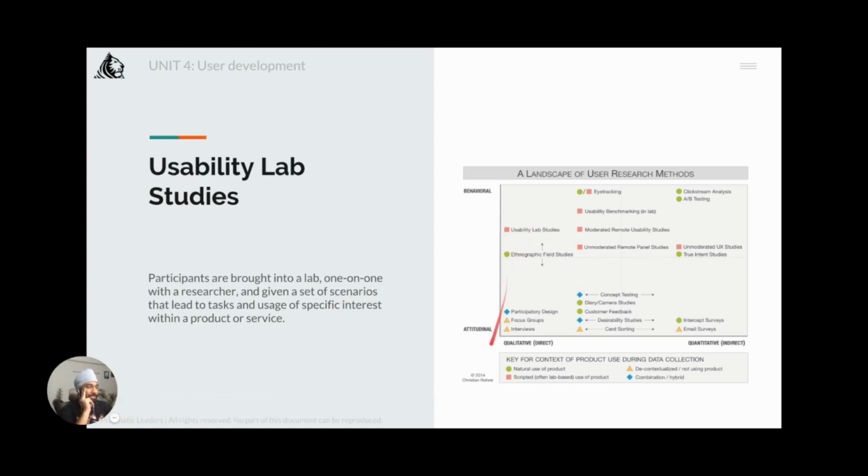Usability lab studies, as you can see, it's scripted, right? It falls somewhere in the behavioral and it's qualitative, definitely qualitative in nature, and it falls closer to the behavioral side of things. So what happens is participants are brought into a lab one on one with a researcher and given a set of scenarios that lead to tasks and usage of specific interests within a product or service.